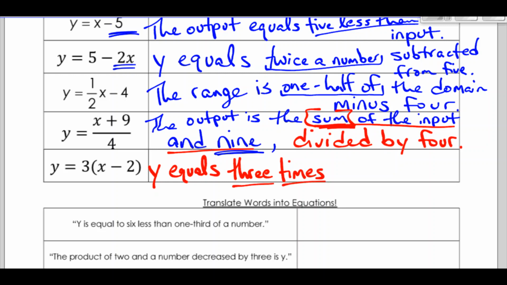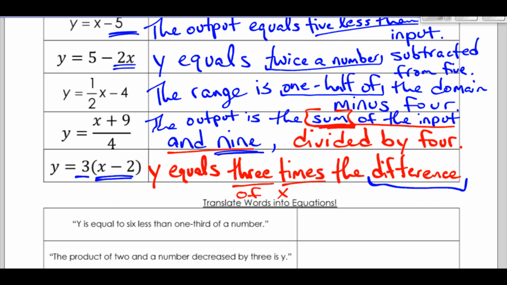It's 3 times the difference. It's 3 times the whole subtraction problem. It's not just multiplying x times 3, it's multiplying 3 times the entire subtraction problem inside of there. That's what I'm trying to say there. So I'm going to say 3 times the difference of x and 2.